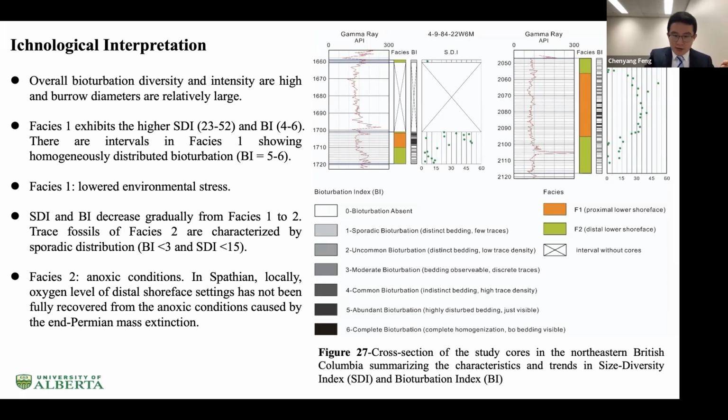The environmental stress influencing the deposition of facies 2 is inferred to be anoxic conditions, and this implies that in the basin locally, the oxygen level of distal shoreface settings had not been fully recovered from the anoxic conditions because of the end-Permian mass extinction.